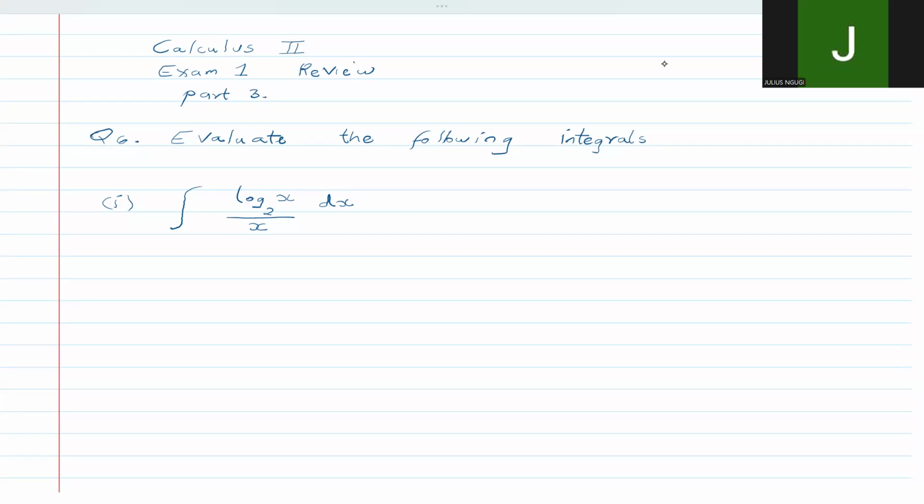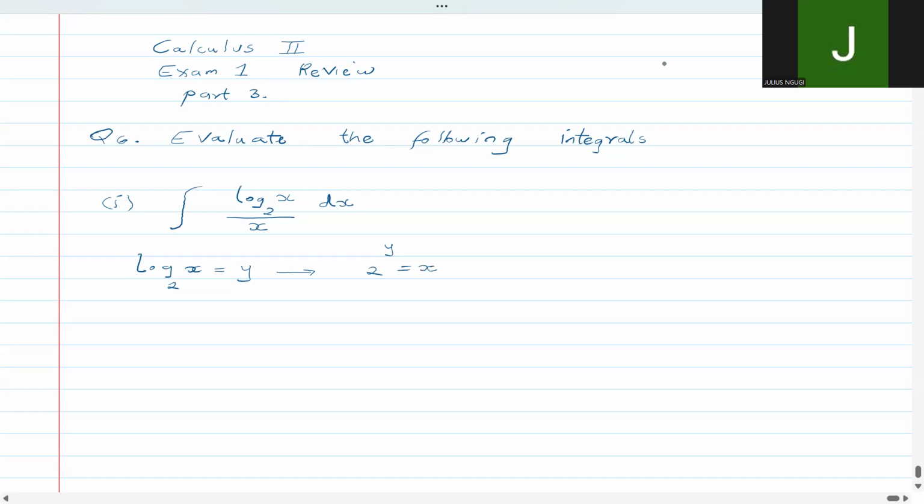So the first integral is the integral of log x base 2 divided by x with respect to x. So we can start by writing this in terms of index notation. If you call log x base 2 equal to y, this is the same as 2 to the power of y equals x.